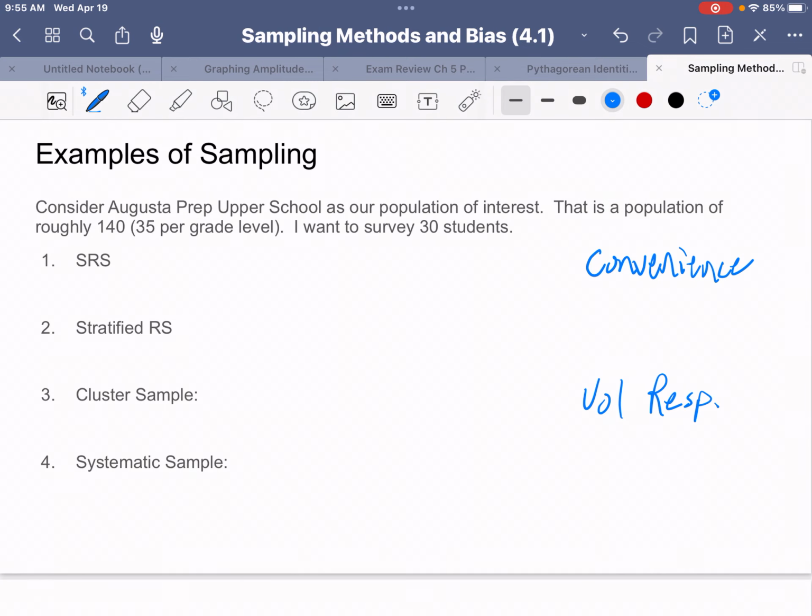Examples. Consider the upper school at Augusta Prep as our population of interest. We want to conduct a survey to find out how upper school students feel. That's a population of roughly 140, about 35 of you per grade level. I want to survey 30 of those 140 students. How would you write if they said, describe to me how you would choose a simple random sample of 30 students? Well, remember, a simple random sample is keep the population whole.